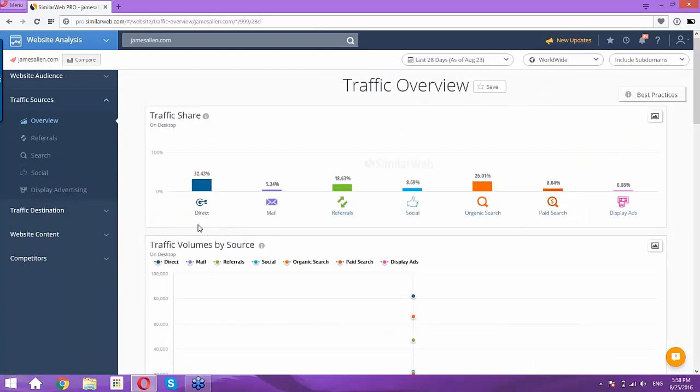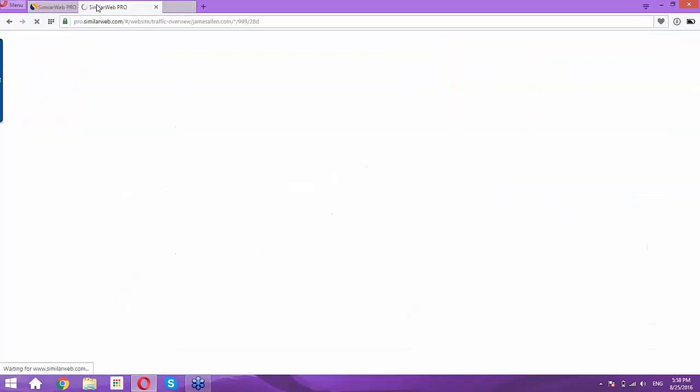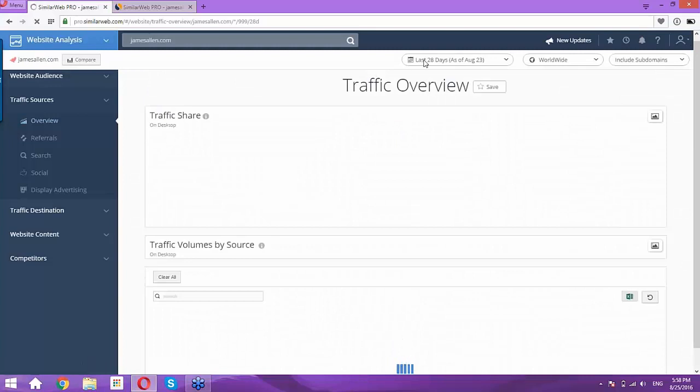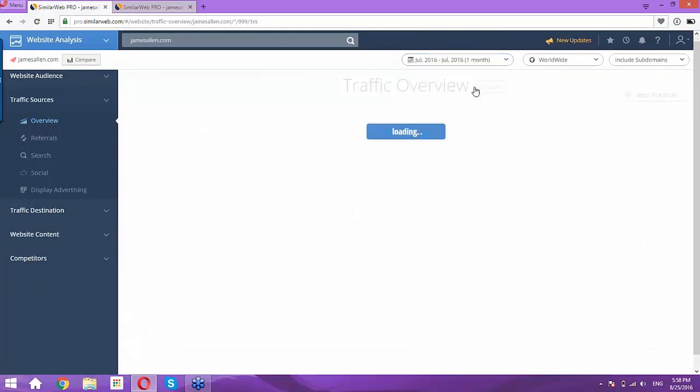So basically what we see here is a breakdown of all the sources of traffic in the last 28 days. We see that direct, referrals, and organic are their biggest sources of traffic, but they're also working with mail, social, paid search, and display. So what we want to do now is switch over to the month of July, so we can figure out what changed between the month of July and the last 28 days. So I'm going to open a new tab and switch to the last 1 month.